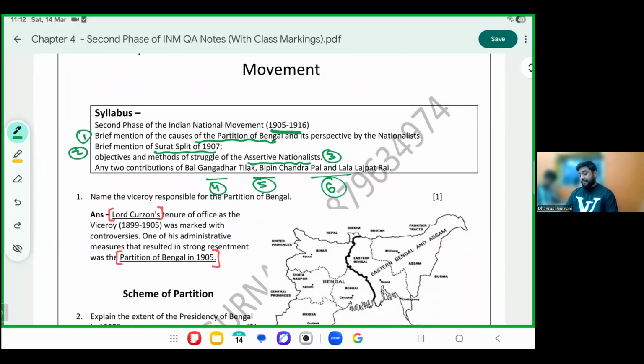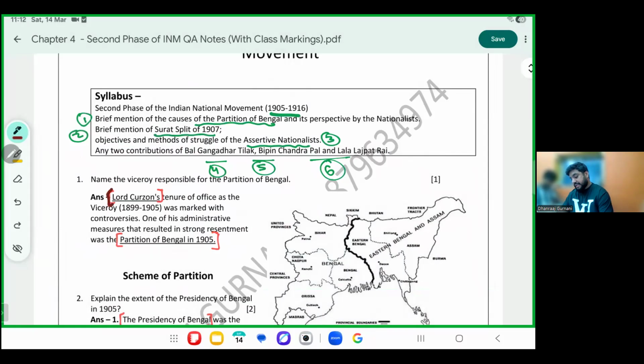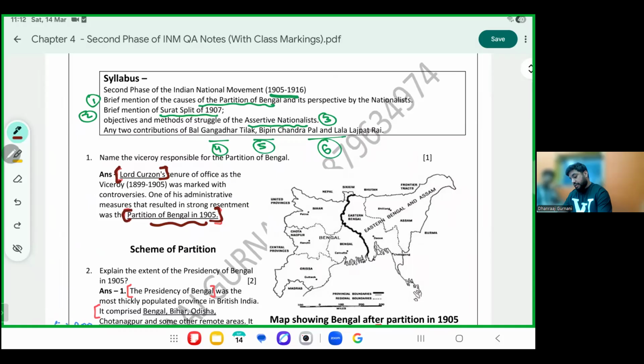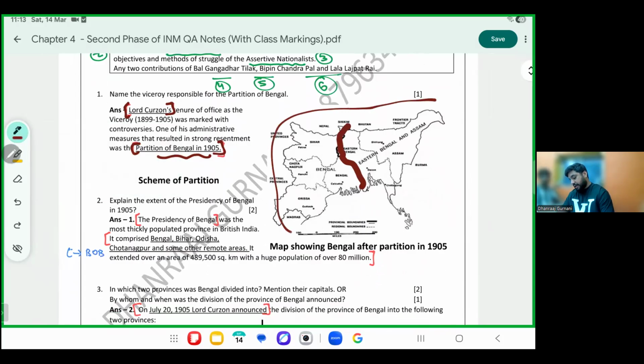Let's see the first thing which happened. Lord Curzon partitioned Bengal in 1905. Look at the screen for reference. He divides Bengal into two parts. What was Bengal before partition? This photo which you can see was Bengal before partition.